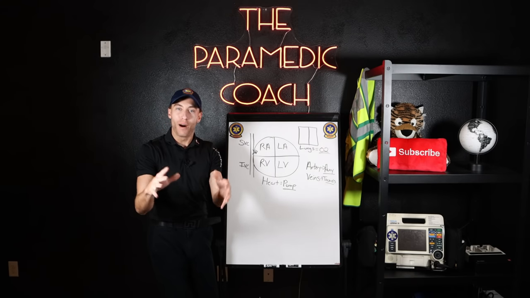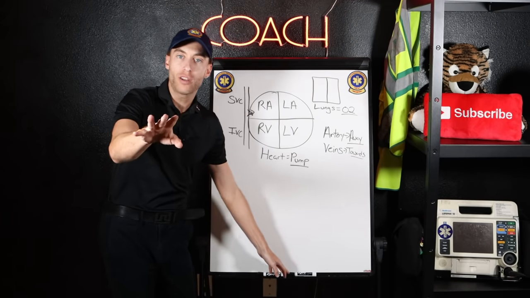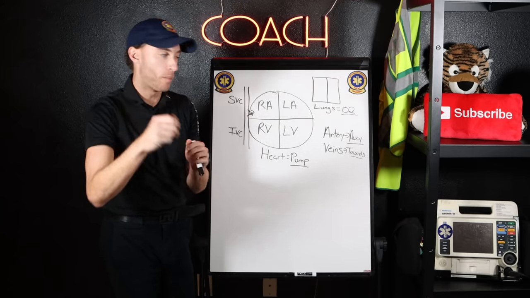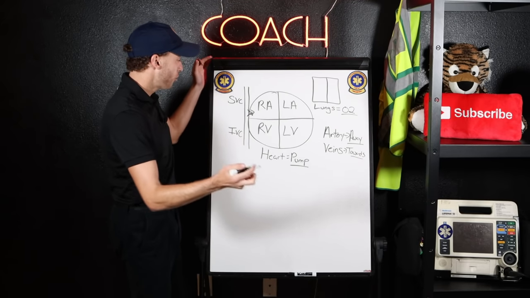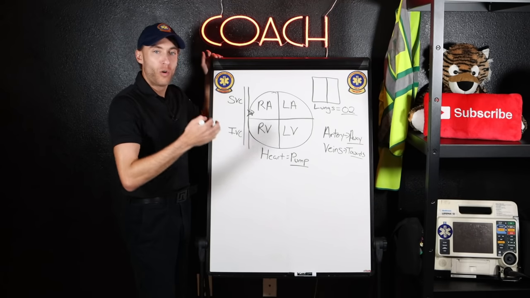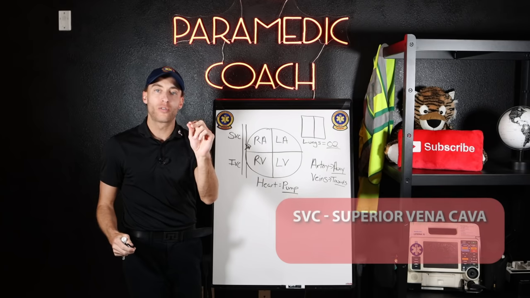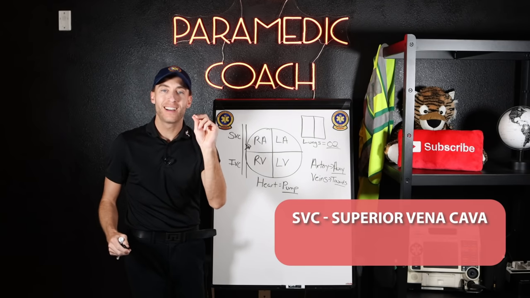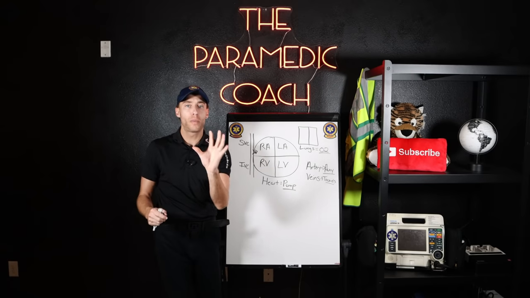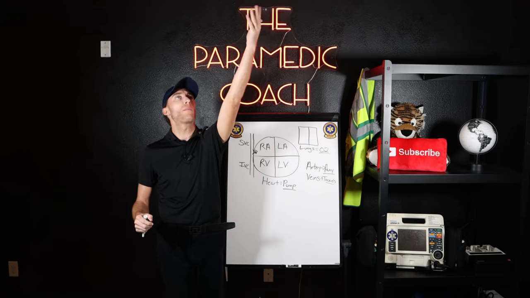All right, everybody, we're starting off with heart blood flow. Now, there's a few things here I want to show you that's so important for you to understand this heart blood flow. Now, here it is. First, I want to start off with, what is the SVC and the IVC? What does that mean? So, first, the SVC stands for superior vena cava, and then we have the inferior vena cava. Now, superior means I should put it above, I should put it up here.